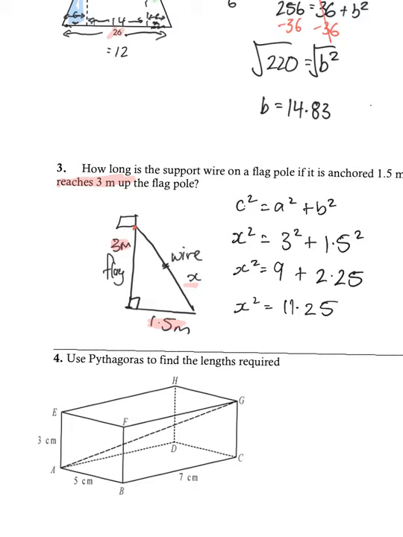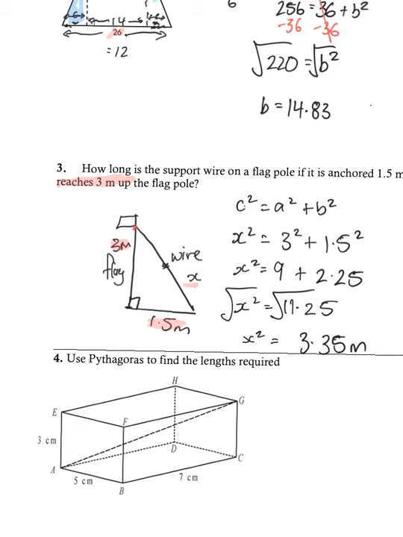All right, and then to find the value of x, I've got to square root both sides. Remember, it should be bigger than 3 because this will be our longest length. So square root of 11.25. Okay, I've got that as 3.35. And we did have meters as our unit.